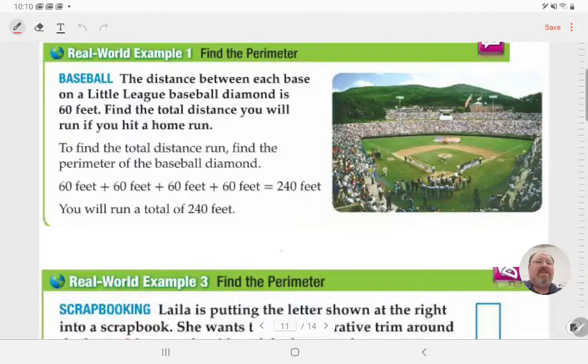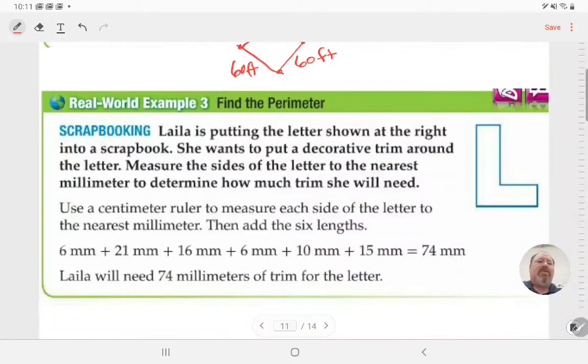So what this is saying is if you start at home and you go to first, that's 60 feet. You go from first to second, that's 60 feet. You go from second to third, that's 60 feet. And you go from third to home, that's 60 feet. And you want to know the total that you would run, you would add each of those together, and you would get 240 feet. Okay? So that's perimeter.